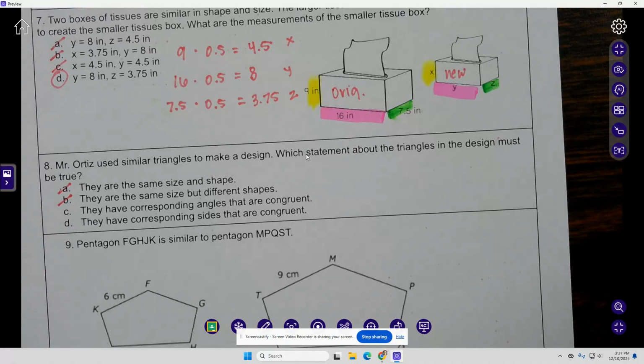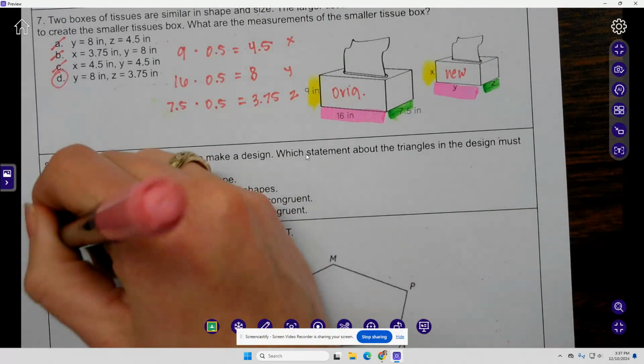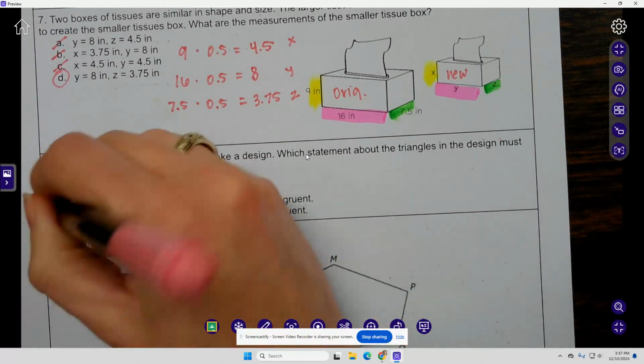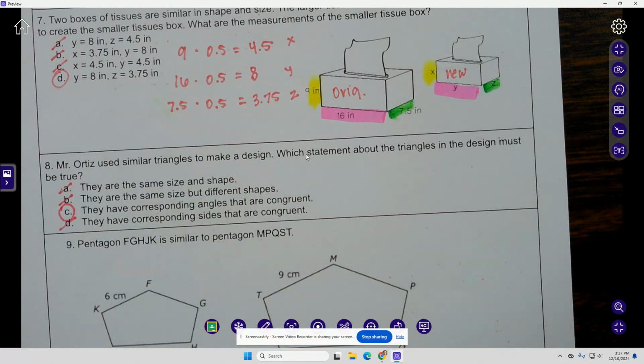They have corresponding angles that are congruent, okay, and they have corresponding sides that are congruent. No, if the corresponding sides were congruent, that means they would be the same exact shape, same exact size, and that's not the case. So C is our answer here.